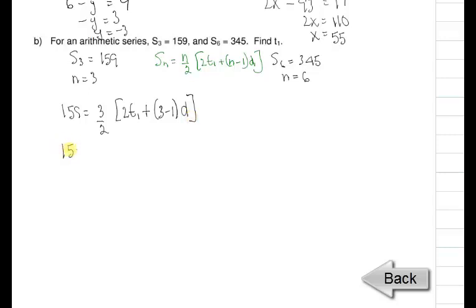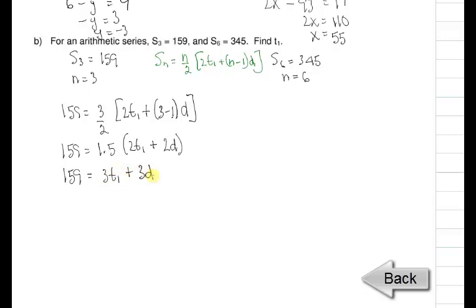Okay, so I get 159 equals 3 divided by 2 is 1.5 times 2t1 plus 3 minus 1 is 2, so 2 times d is 2d. And then I will distribute my 1.5, and so I get 3t1 plus 3d.